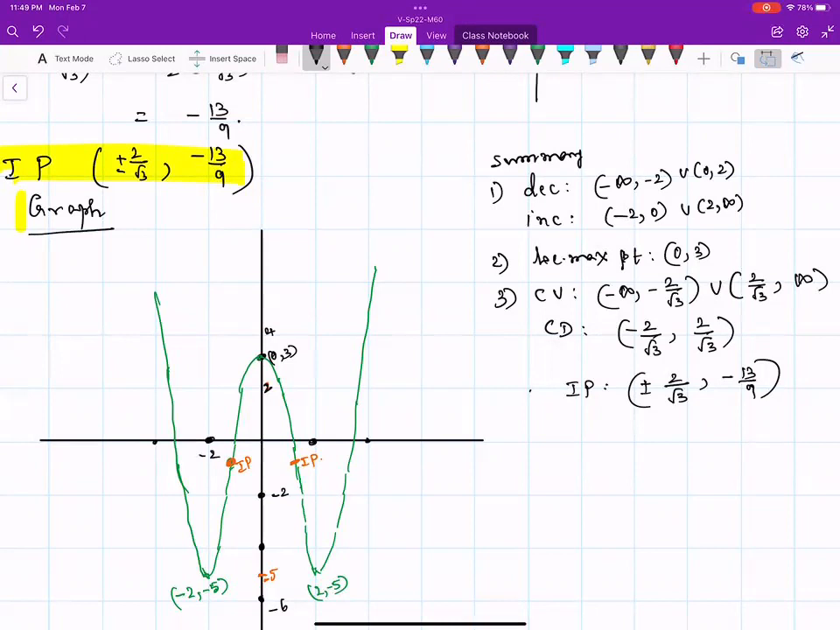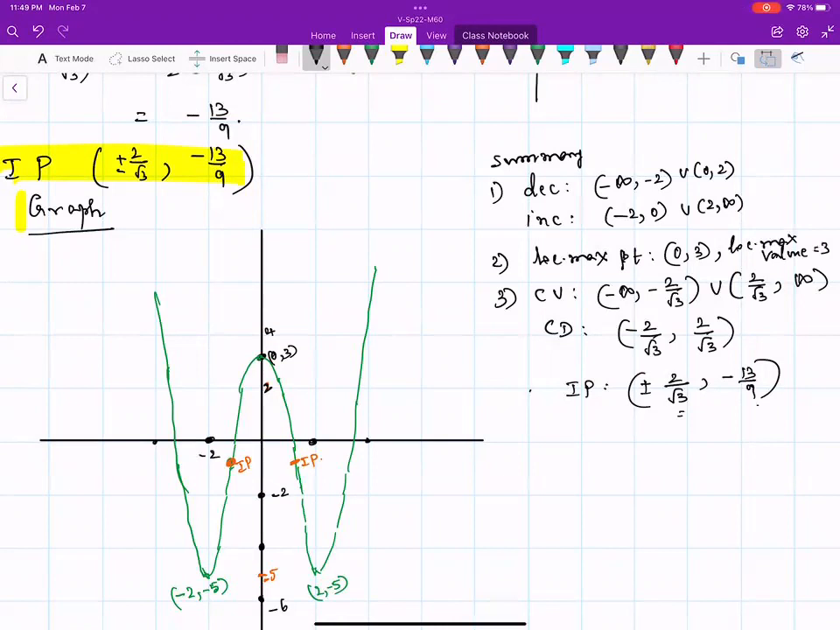In the second part of the problem, we have seen the local maximum point is (0, 3), and the local maximum value, which is the y coordinate of this point, is equal to 3. Then it is concave up from negative infinity to -2 over radical 3, and from 2 over radical 3 through infinity, and it is concave downward on the interval -2 over radical 3 to 2 over radical 3. The inflection points are the points where the concavity changes, and it is happening at the x coordinates plus or minus 2 over radical 3. And when you find the y coordinate, it turns out to be the same, which is -13 over 9.